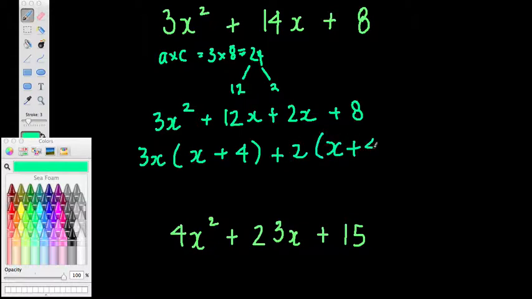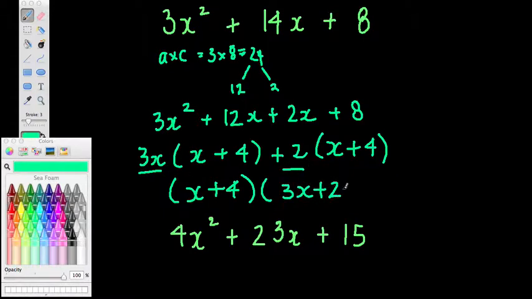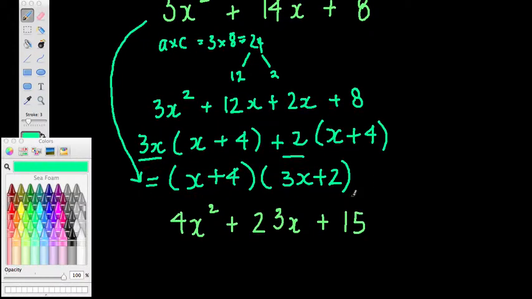And this has worked out lovely because look at this, we've got two brackets that are the same, and that's what we want. We now take that bracket out as a common factor. We are left with, what's left? 3x plus 2. And there's our answer. So this factorised is equal to x plus 4, 3x plus 2. You can expand that out if you like to see if we've got it right.